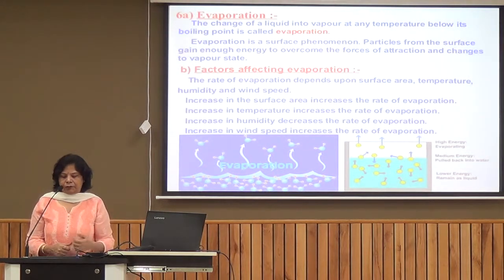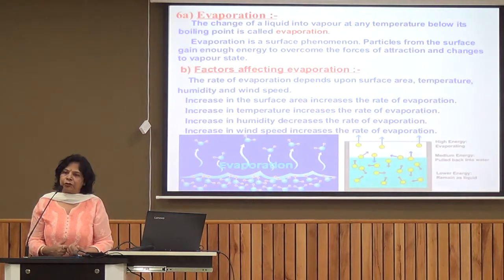Right? Now, there are few factors which affect the rate of evaporation. There are four factors. One is temperature, surface area, humidity, and the wind speed. Let us see how these factors affect the rate of evaporation. Increase in temperature increases the rate of evaporation. You must have seen that on a hot day, wet clothes they dry up faster. Temperature is high, so the water from the wet cloth evaporates faster.